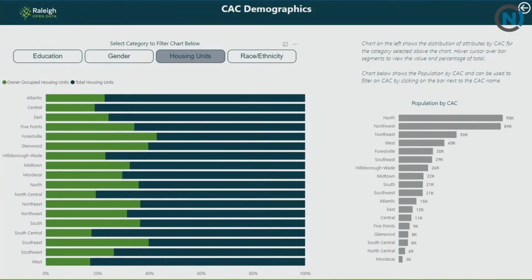One of the other tabs is looking at the breakdown of all of the CACs based on owner-occupied housing units, and this makes a big difference in looking at programs for low-income housing and who represents that area. So we can see here by CAC, the ones that have green, those are the owner-occupied, and the dark blue is rental. So if we look at North Central, for example, they have a really high rental community. And it's important to understand that when you're organizing programs or when the CAC is making decisions.